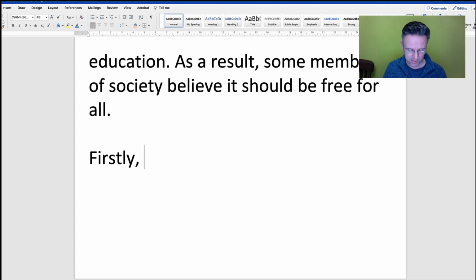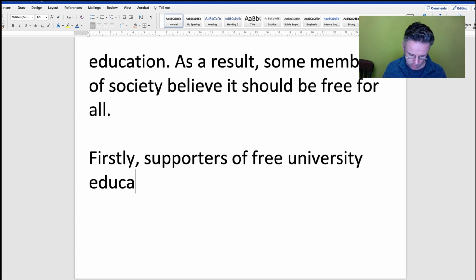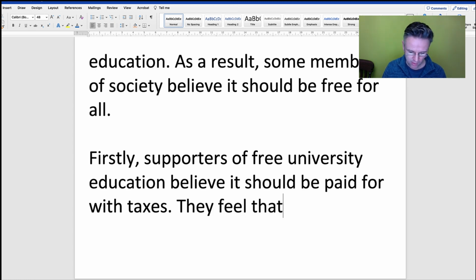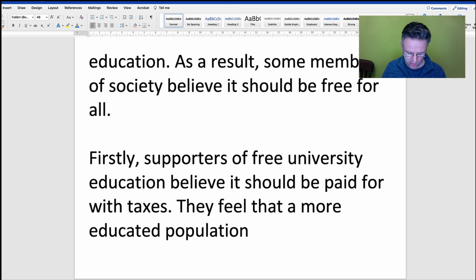Firstly, let's say we've said people, we've said some members of society. Let's say supporters of free university education believe it should be paid for with taxes. They feel that a more educated population benefits society.